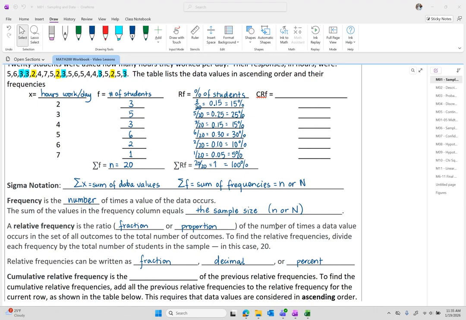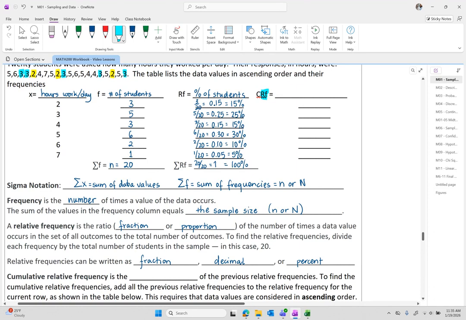So if you have done the math correctly, the sum of the relative frequencies should be 20 out of 20, or 1 as a decimal, or 100% as a percentage. Now, the cumulative relative frequency is the percent. So it is a relative frequency, so it is a percent, but it is cumulative.